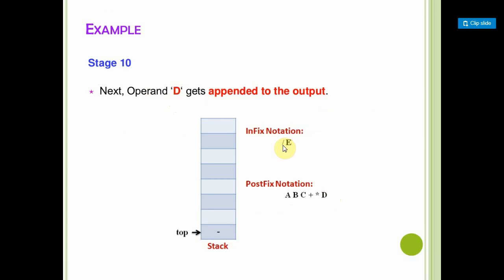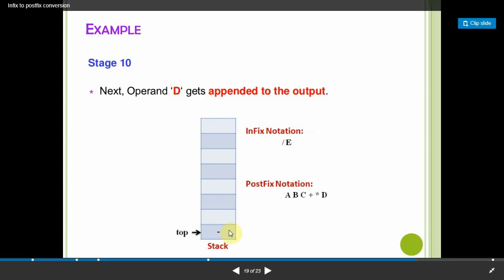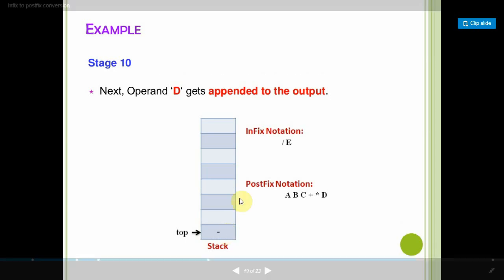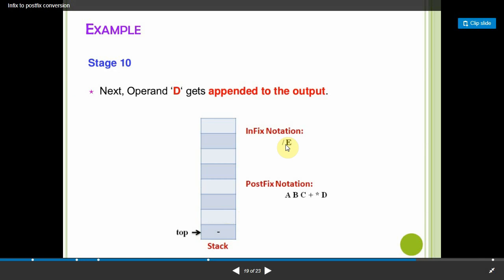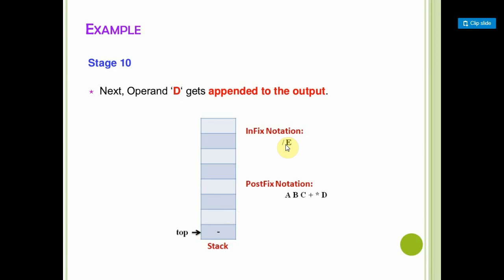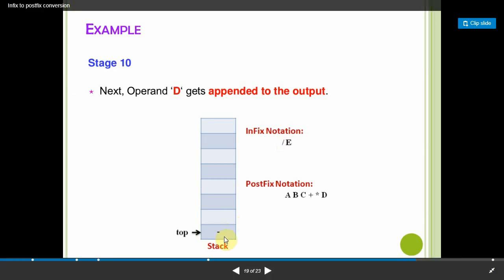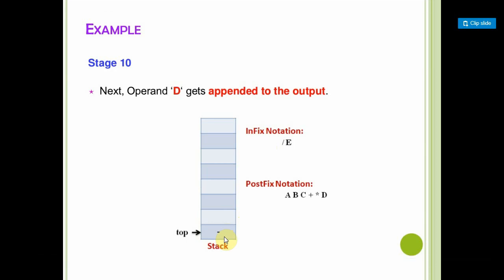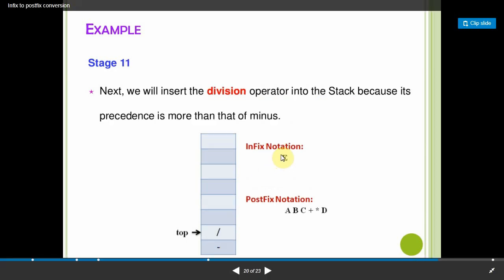Now you have to make a comparison. In the stack, what is the topmost operator? Minus. You have to check whether its priority is greater than or equal to division or not. Actually, minus operator priority is less than division operator priority, so you don't need to do anything, just push the division operator to the stack, because division has higher priority than minus.